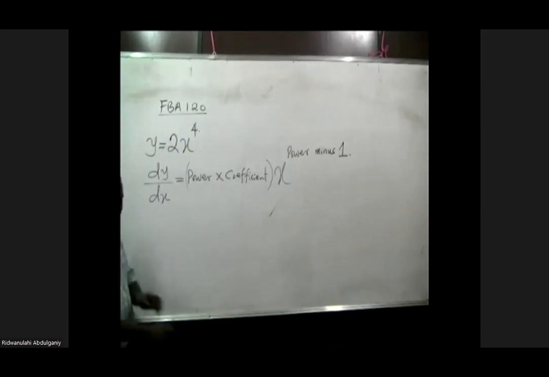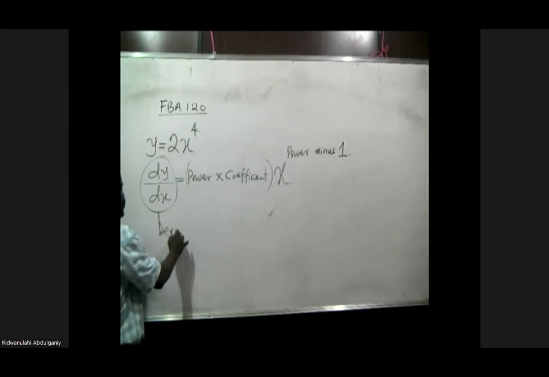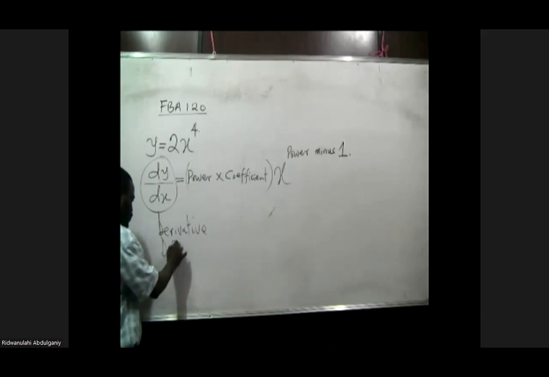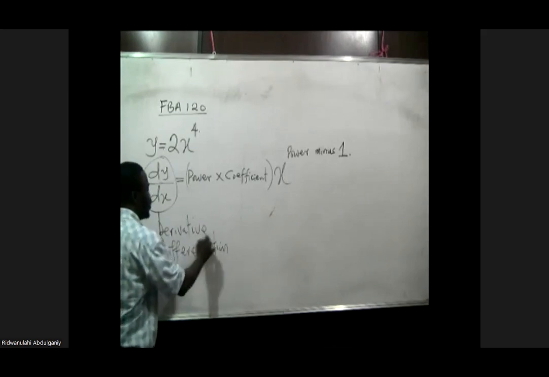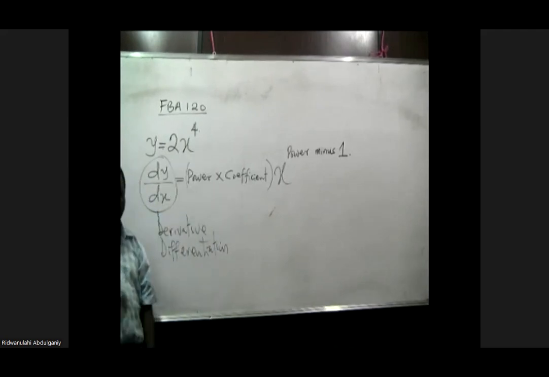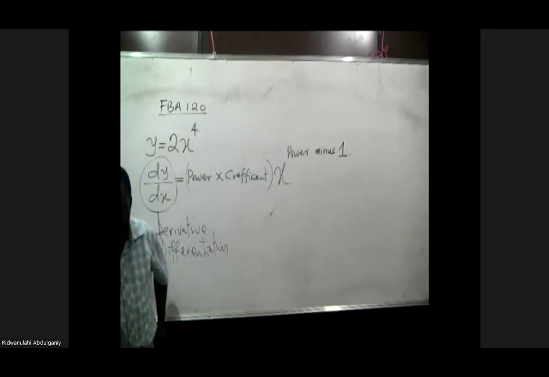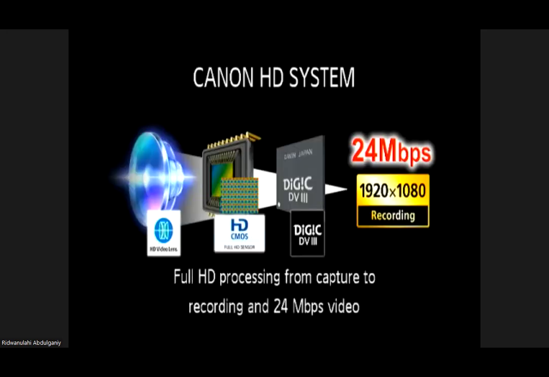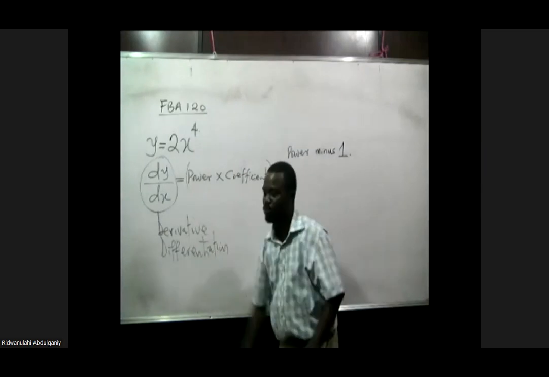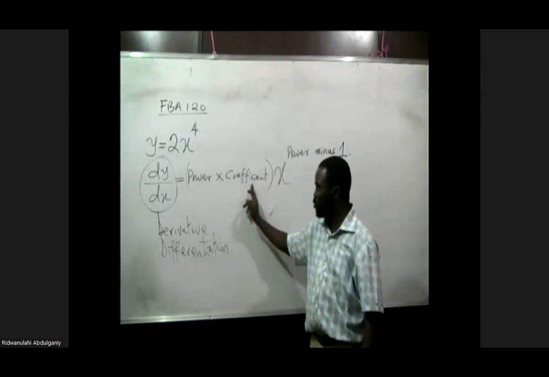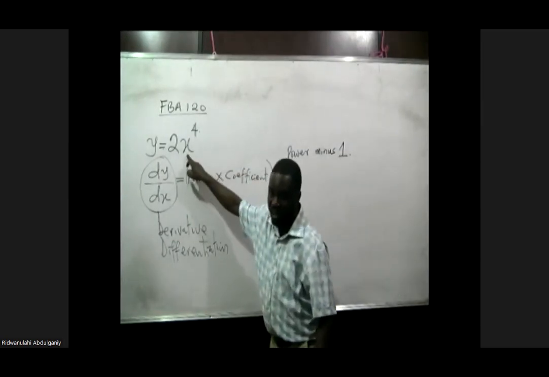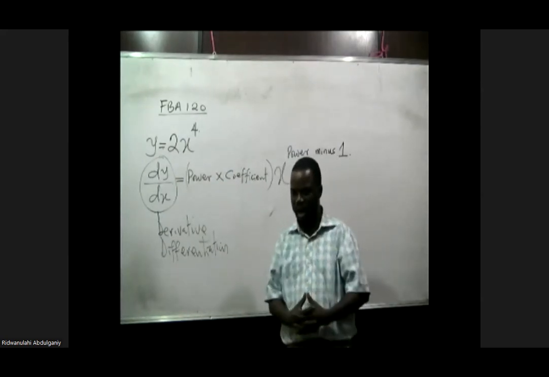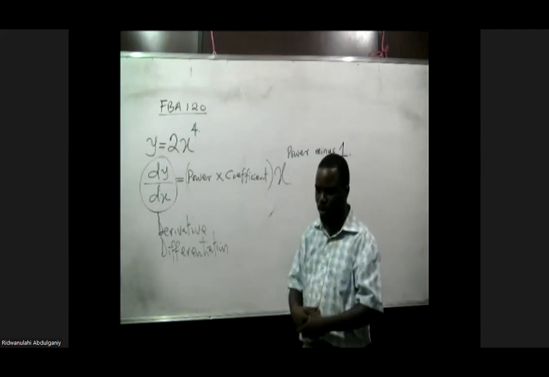The symbol for differentiation is dy/dx. So we call this one derivative. We call it differentiation. And what do we do? To differentiate, first of all, identify your power. I have identified my power, 4. Identify the coefficients. I have identified the coefficient, 2. The rule says I should multiply my power and coefficient. Then I write the variable I have there. This variable may not necessarily be x. It depends on whatever I want to put there.